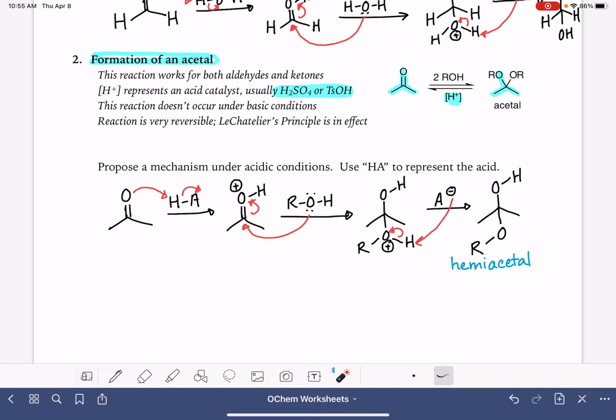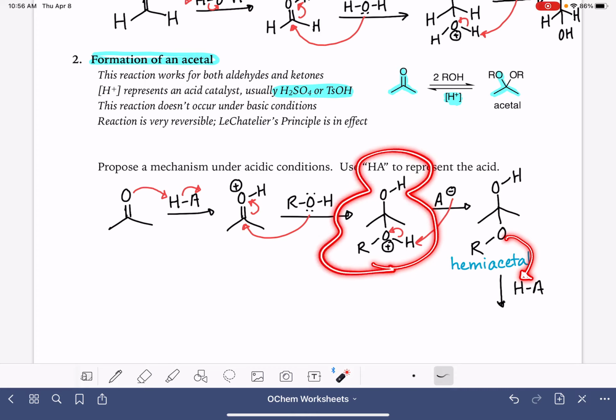But if we have lots of alcohol present, the reaction is going to keep going. In the second step of this reaction with the hemiacetal, we're going to use that acid again, same acid, HA, and we're going to use this acid to protonate an oxygen. We've got two oxygens available, and we could protonate either one of them. If we show the protonation of this oxygen right here, we're just reforming this molecule right here.